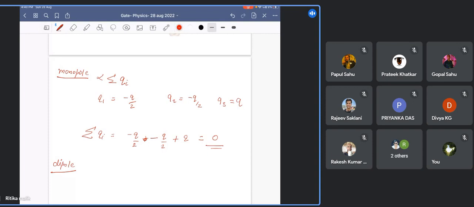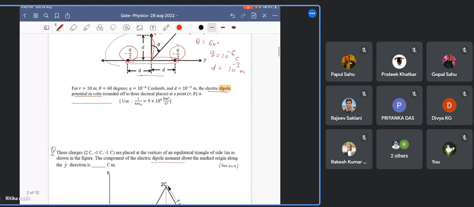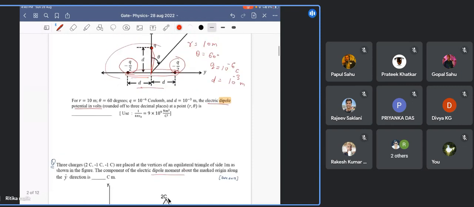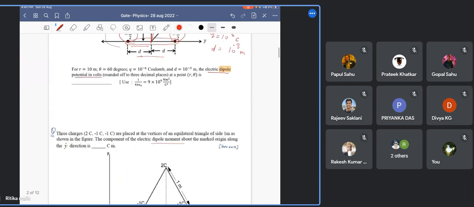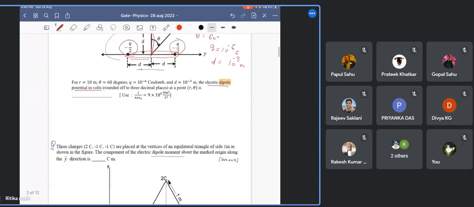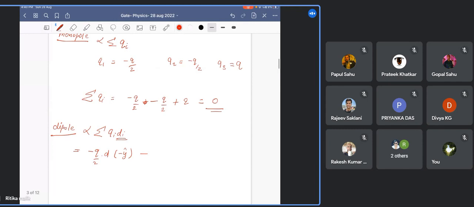And to check whether it is a dipole or not, we use the quantity proportional to Qi di. So we have to calculate the distance as well. Our charge minus Q by 2 is placed at a distance d in the negative y direction. Then there is another charge minus q by 2 at distance d in the plus y direction.